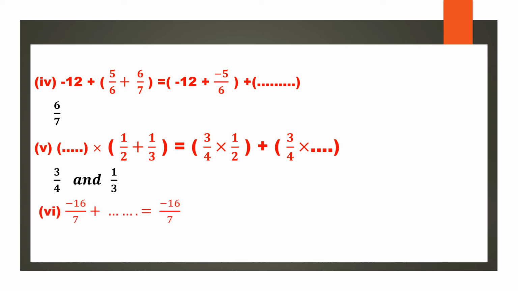Minus 16 by 7 plus dash equal to minus 16 by 7. So here minus 16 by 7, here also minus 16 by 7. Both are the same, so you should add 0, right? So your answer will be 0. Before solving the problem, read out the question. Minus 16 by 7 plus dash equal to minus 16 by 7 means by listening to your own words you will get the answer, right? So here it should be filled with 0. Okay, so let us go to the next question.